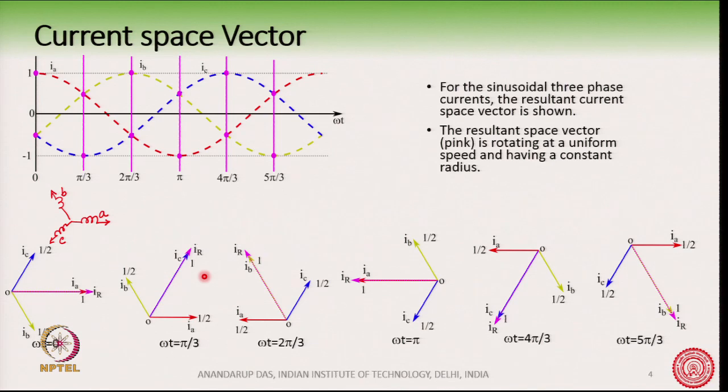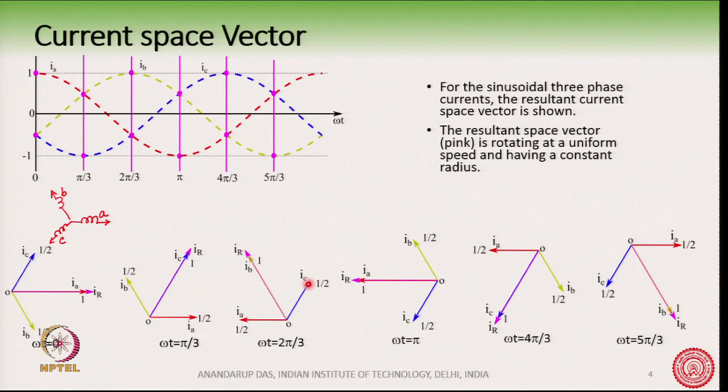So, in this way, if we go on doing the analysis at other points of time, we will see that the resultant vector is basically rotating in a counterclockwise direction, keeping the same amplitude all the time and rotating at the same frequency as dictated by the frequency of the iA, iB, iC signals.